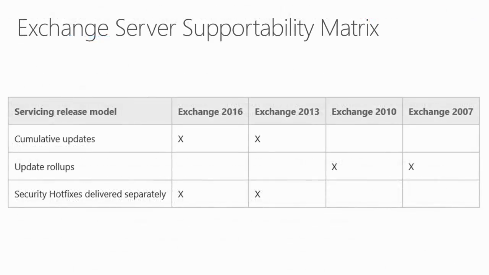All right. Now, the supportability matrix also helps you determine what our servicing model is, and do I have to download cumulative updates? Do I have to do update roll-ups? And again, it's going to depend on the version of Exchange that you're on. The only packages we'll deliver separately are security updates. Those will not require you to deploy a full CU or update roll-up. We will give those to you separately.